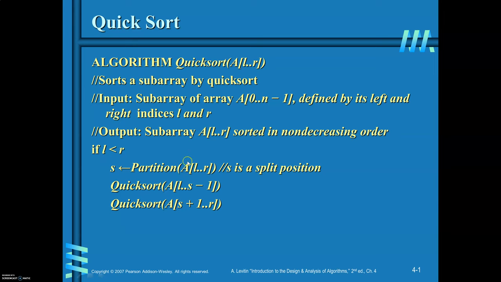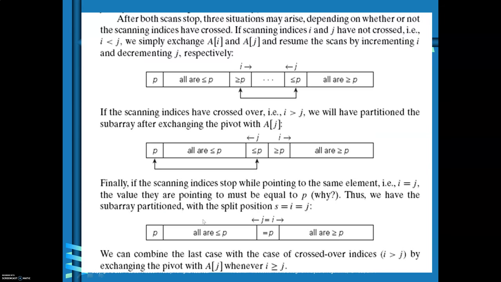So first, you are required to find the split position. Call this algorithm partition in order to find the split position and assign it to S. Then you'll be getting two sublists, one with L to S minus 1 elements and the second with S plus 1 to R elements. Call this QuickSort algorithm separately for the first subarray with indices L to S minus 1 and the second subarray with indices S plus 1 to R.